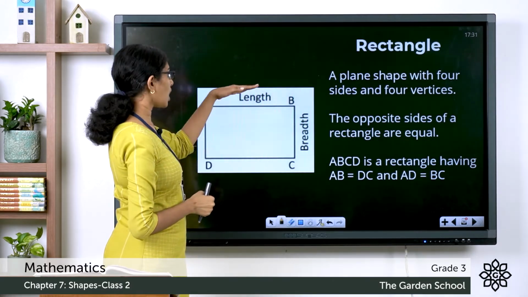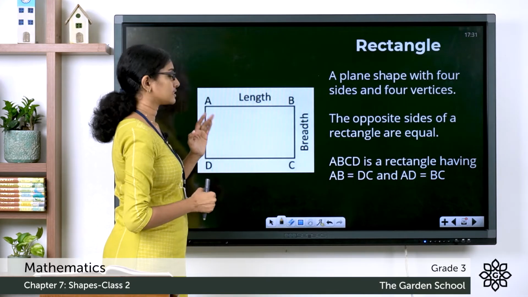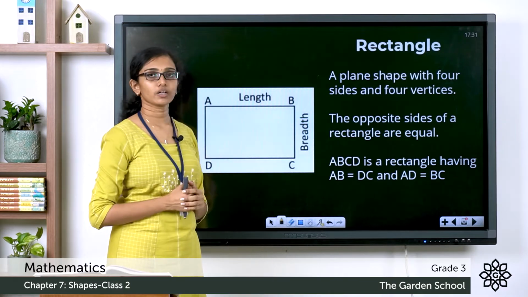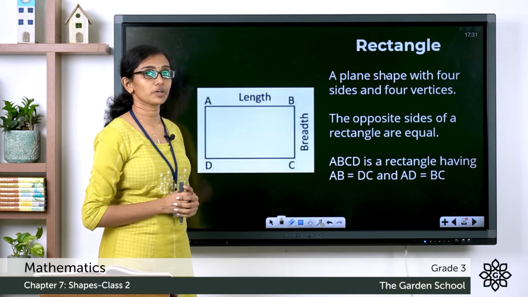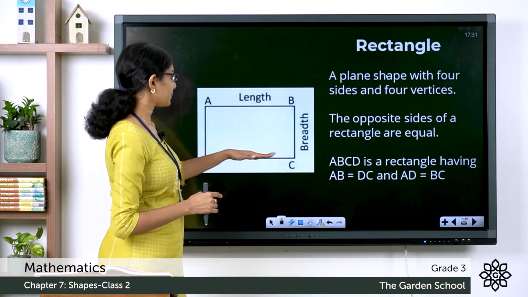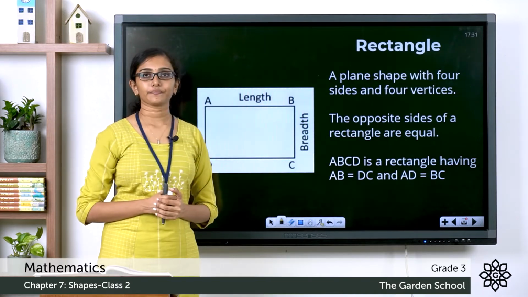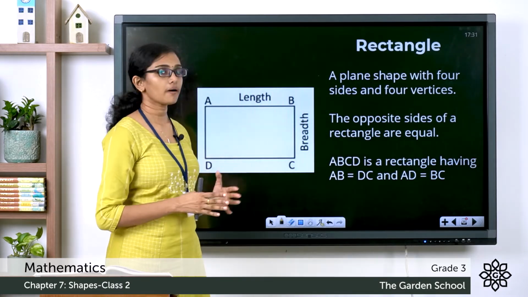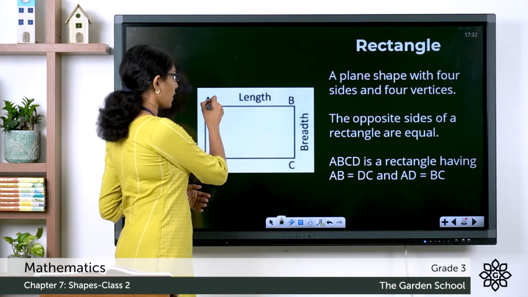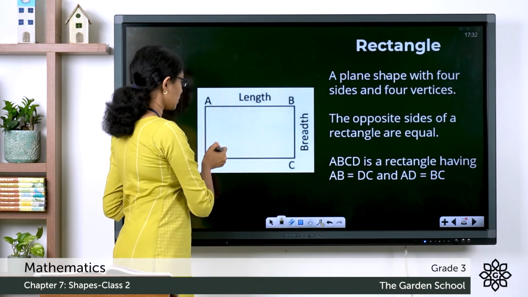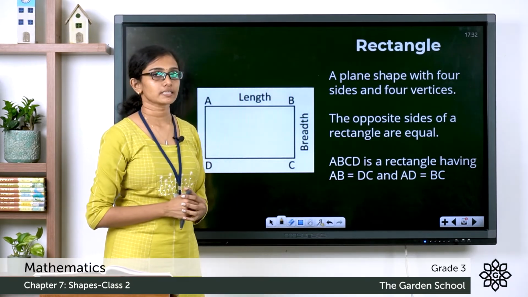And here the opposite sides, this side and this side, and this side and this side. The opposite sides of a rectangle are equal. The side AB is equal to the side DC and the side AD is equal to side BC. So these are the sides. Now what about the vertices? There are 4 vertices for the rectangle. 1, 2, 3, 4. Where 2 edges meet, you get a vertex.